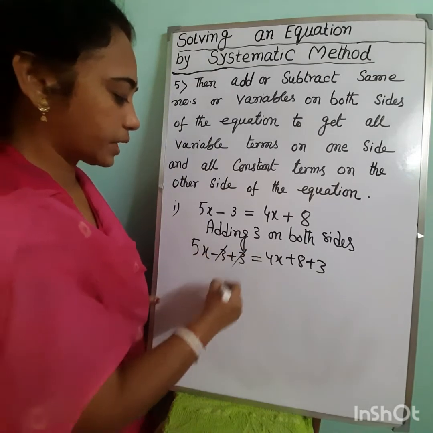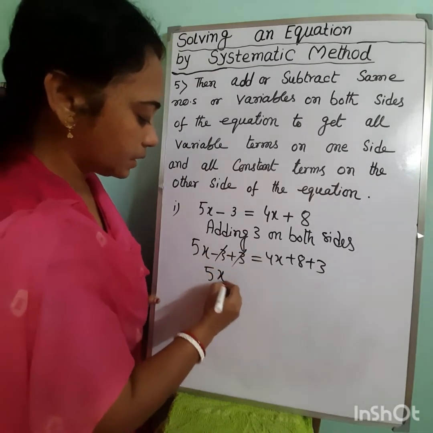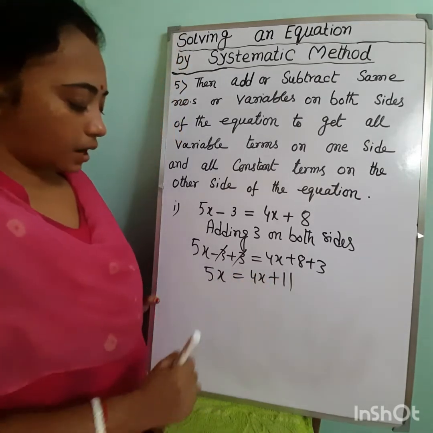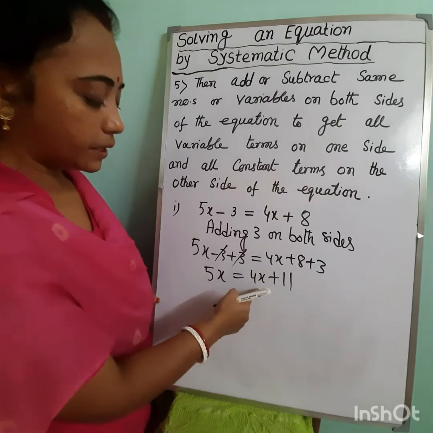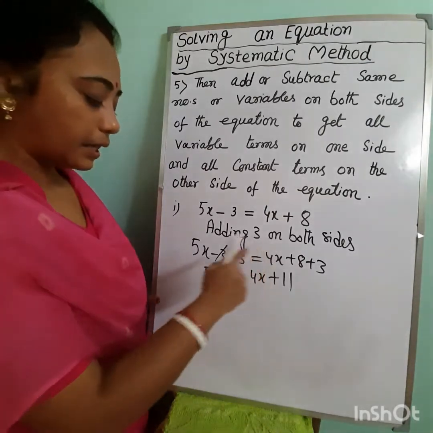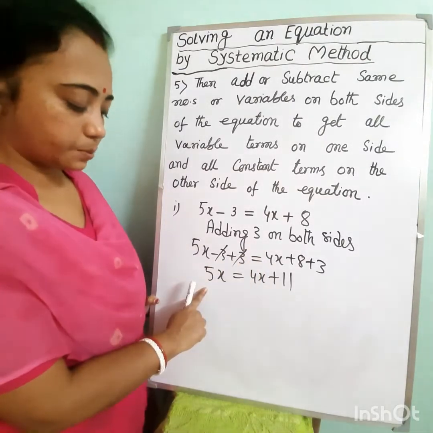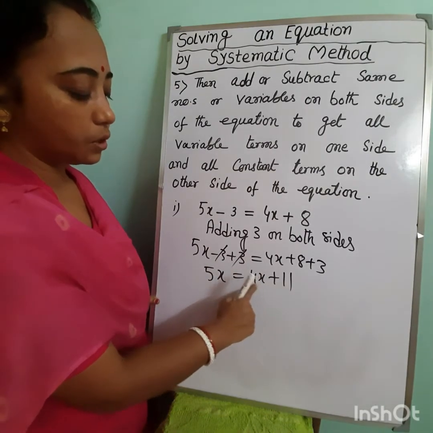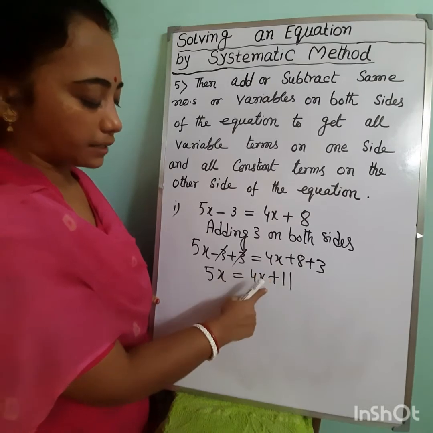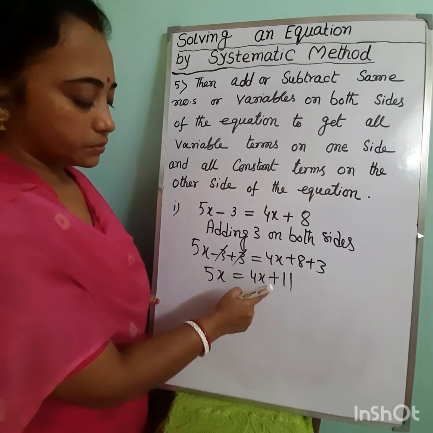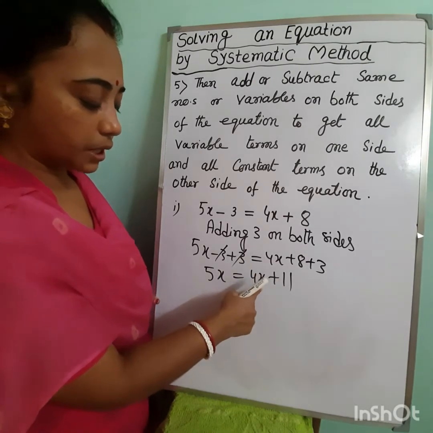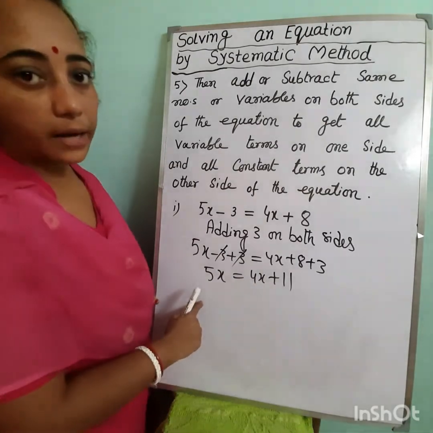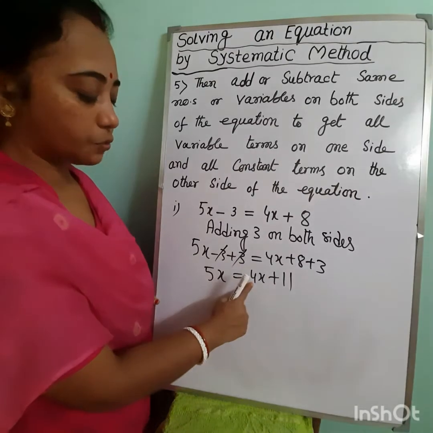So this 3 will cancel out. This becomes 5x is equal to 4x plus 11. Now see, again the variable term is present on the right hand side. On the left hand side only the variable term is present. But here constant and variable both are present. So we have to transfer this variable term from the right hand side to the left hand side. So for that we subtract 4x from both sides, because here plus 4x is present.